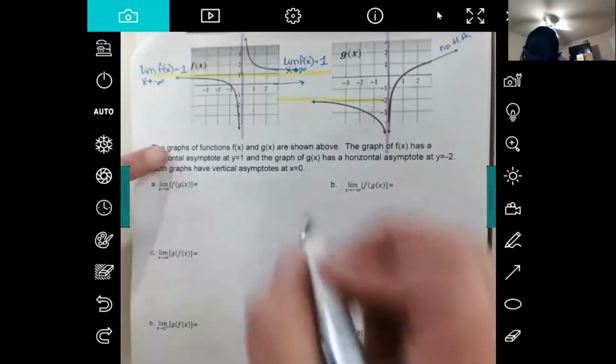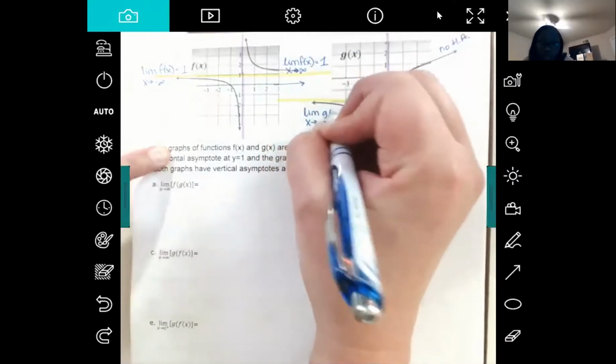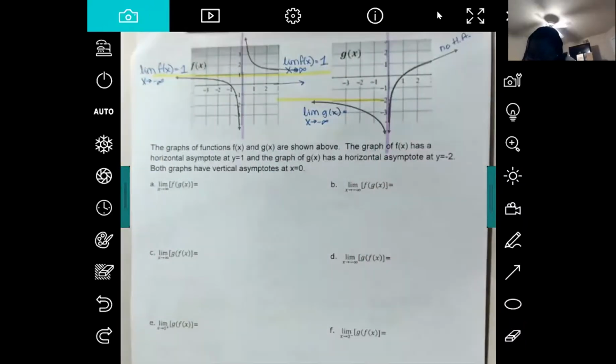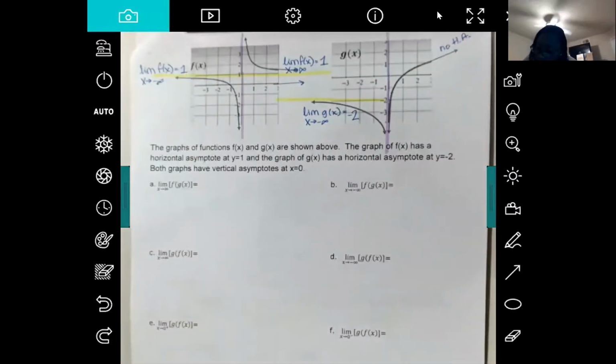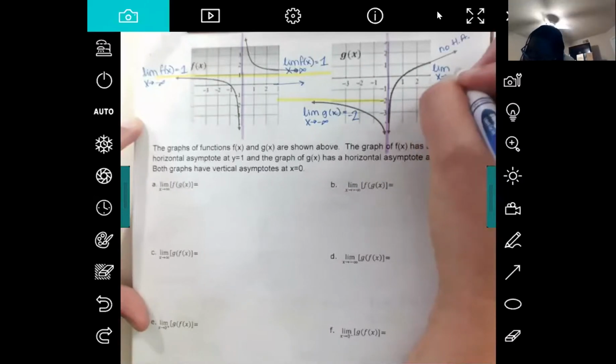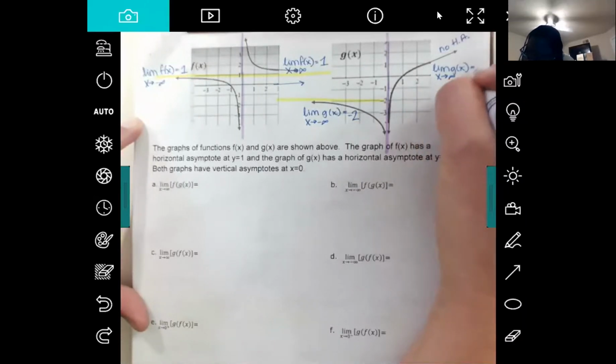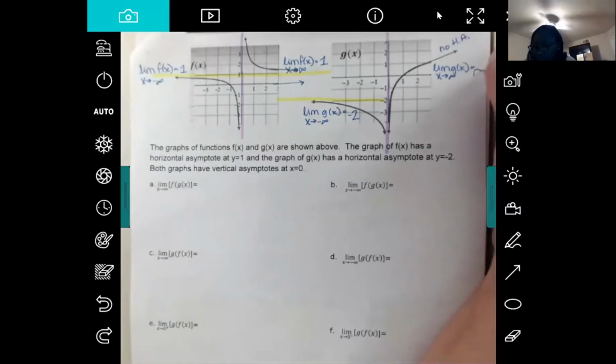All right, what about my g of x graph? As x goes to negative infinity, that's the left end of the graph of g of x, where are my y values flattening off to? What y value? -2. Correct. And then what about on the other side, as x goes to infinity for g of x? If it just keeps going up forever and ever, what could I put that limit equals? Infinity. You got it.